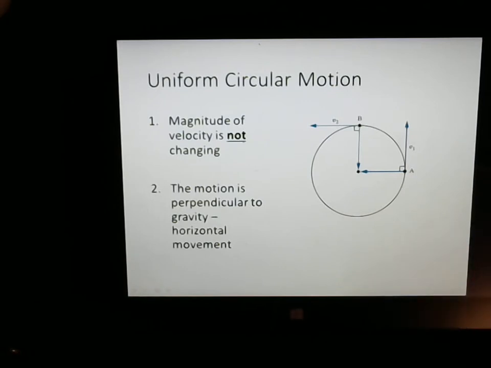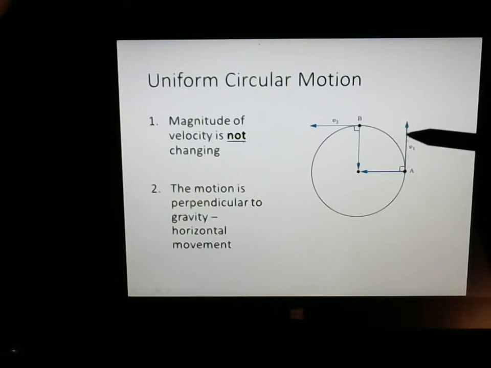Now, remember, we talked about this before, and there was a question about this in the topic 1 Check Your Learning questions. If there is a change in direction, there has to be an acceleration. Acceleration is any change in velocity. Magnitude might be the same, or at least the final magnitude might be the same, but the direction is changing, so therefore there must be acceleration.